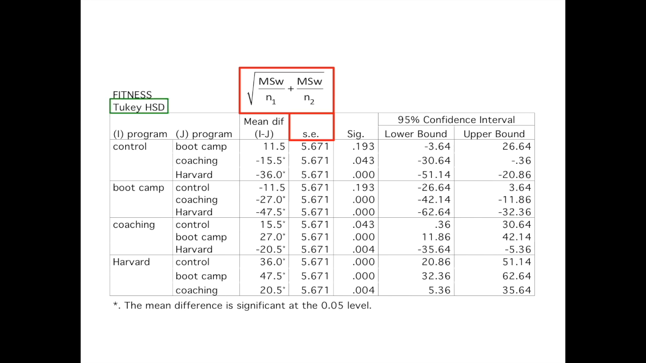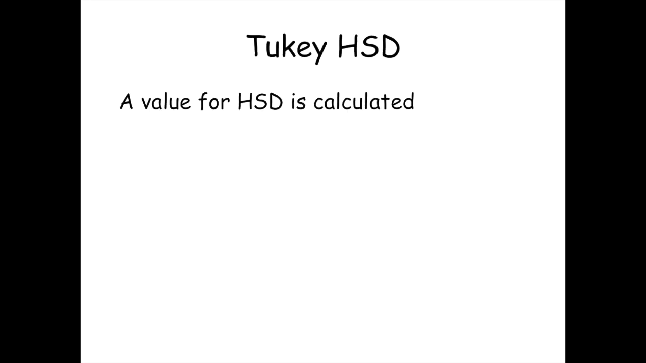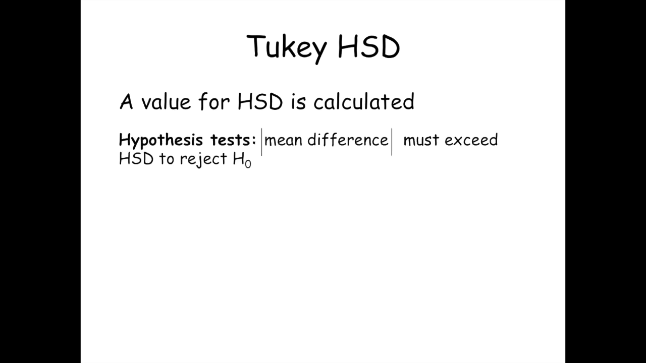Let's take a closer look at how the Tukey HSD procedure works. First, a value for the honestly significant difference is calculated. The HSD is the critical value of the test statistic for hypothesis testing. If the absolute value of the mean difference exceeds the HSD, we reject the null hypothesis that the two population means are equal. For estimation, a confidence interval is constructed by subtracting the HSD from the mean difference for the lower bound and adding it to the mean difference for the upper bound.